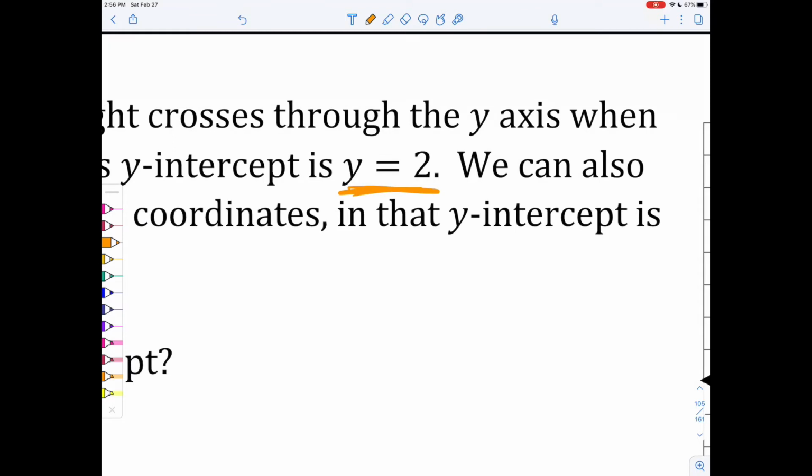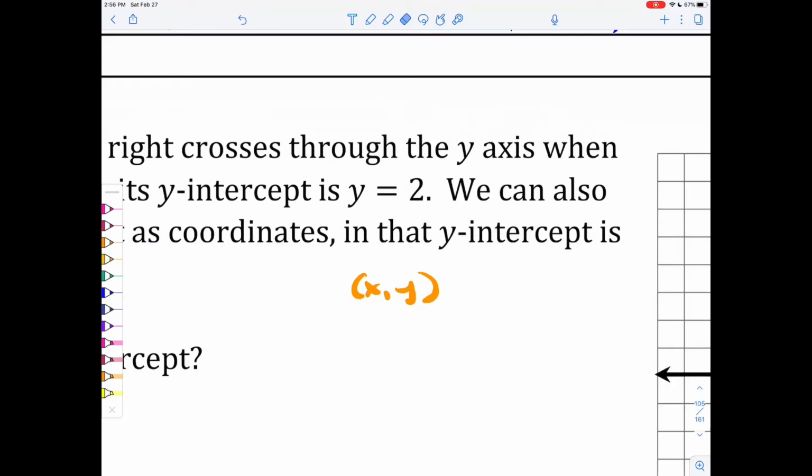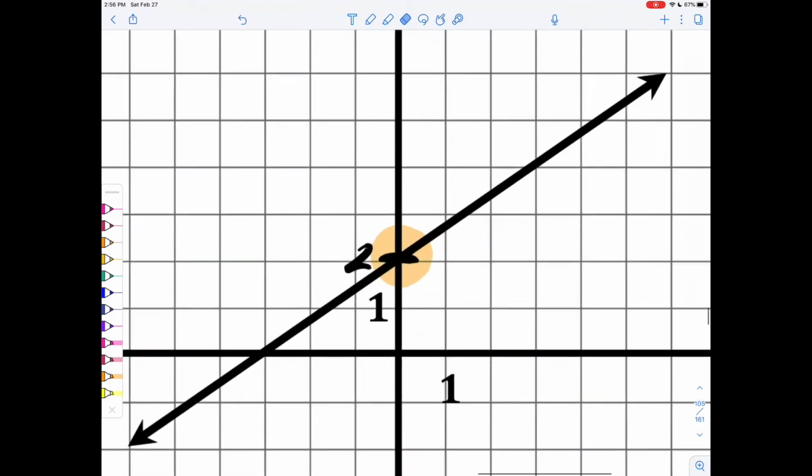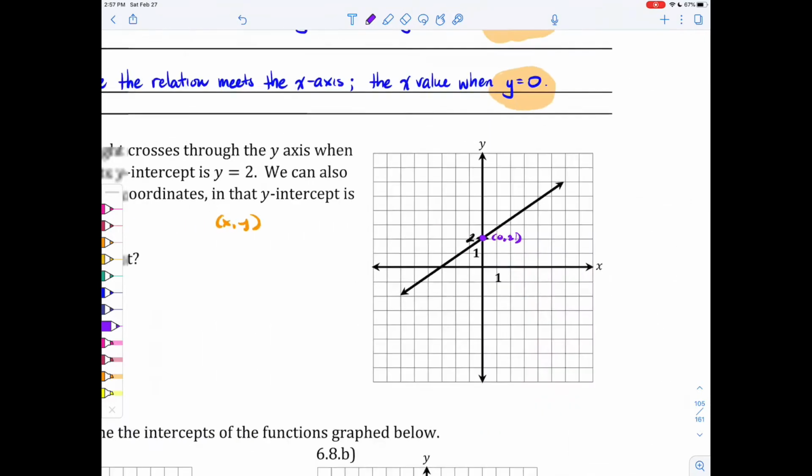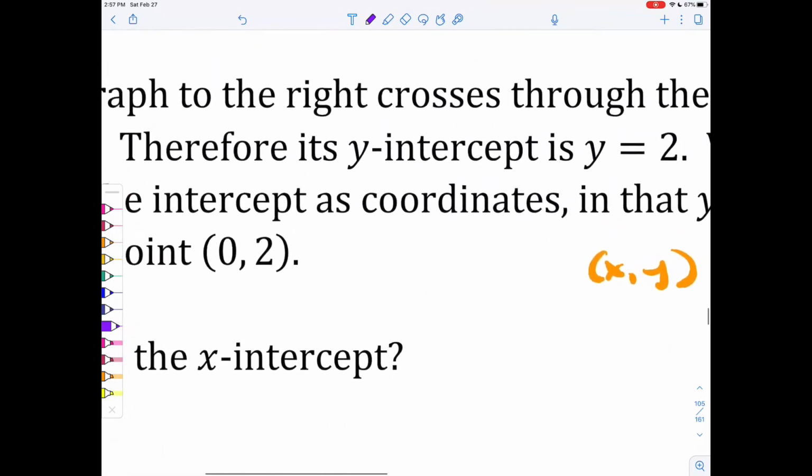We can also state the coordinates of the intercept, and those coordinates have to be in an xy form. We know that y is 2. What else do we know when we're talking about a y-intercept? Well, per that definition, the x value has to be 0. So for this point here, that point is the point (0, 2). So if you're asked for the coordinates of the intercept, you say it this way.